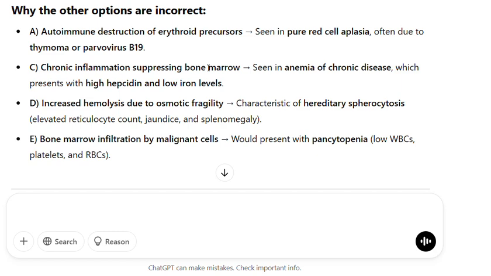E. Bone marrow infiltration by malignant cells, would present with pancytopenia, low WBCs, platelets, and RBCs.